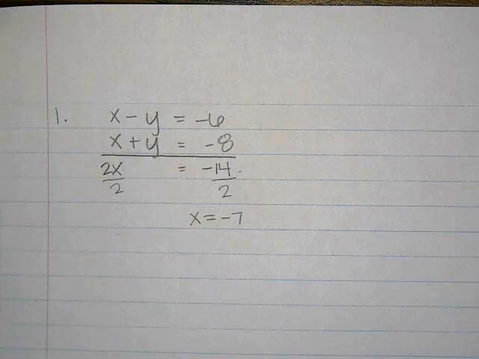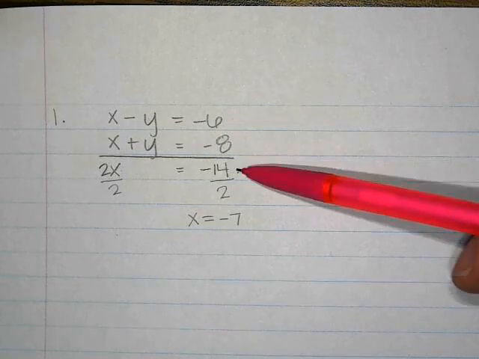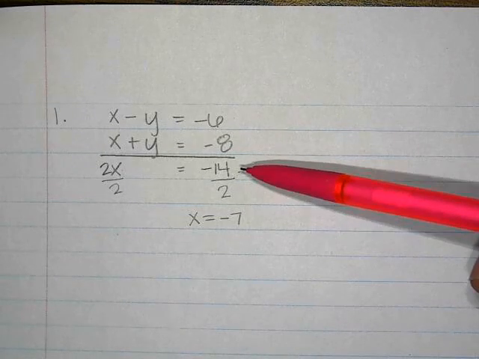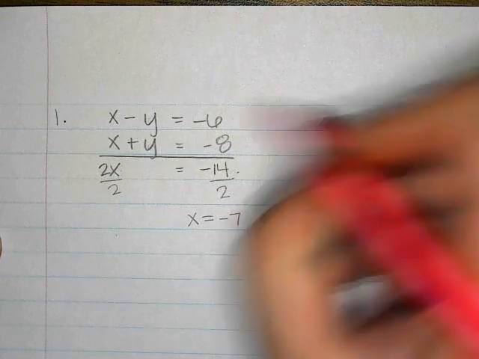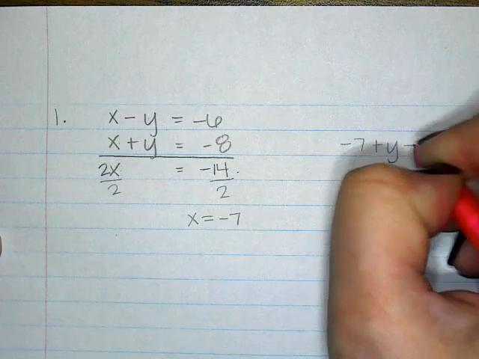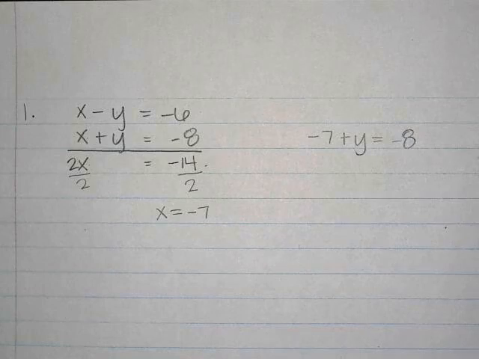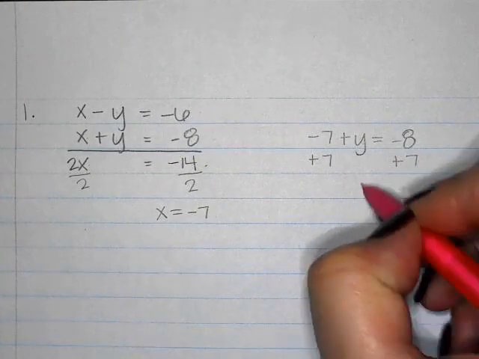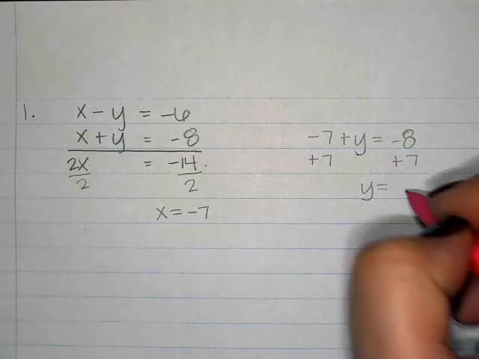Plug it in, and it doesn't matter which equation I do, so which one would you guys prefer? First or second? Doesn't matter. Which one? Second one. Okay, so we will do x plus y, so x plus y equals -8. And to get the y alone, we'll go ahead and add 7 to the other side. And so y equals -1.